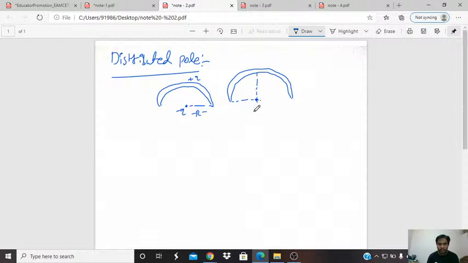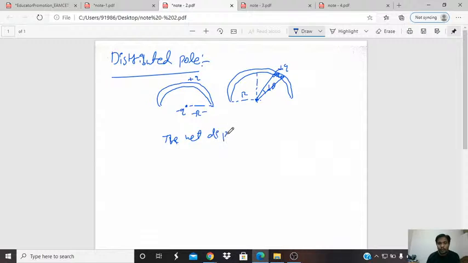These are what? Radius, right? So consider a small portion, the small portion dq. See, it is making a small angle d theta. Okay, now it's a dipole moment, the net dipole moment.